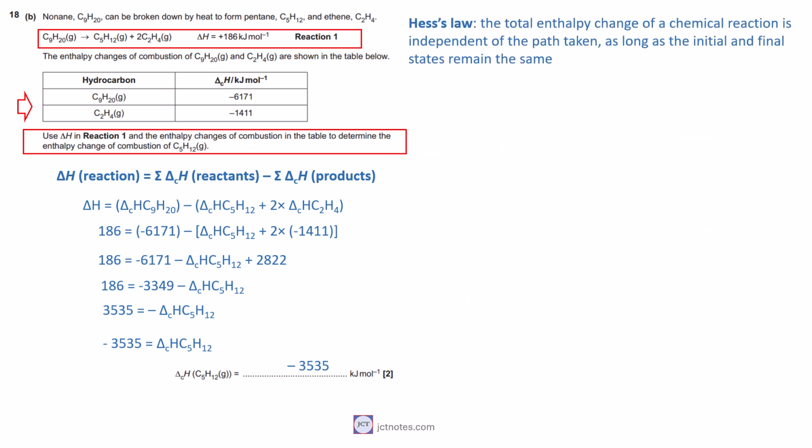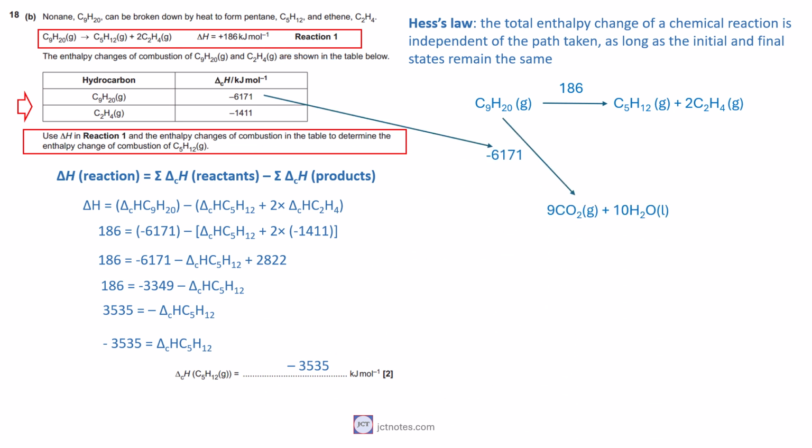Hess's law states that the total enthalpy change of a chemical reaction is independent of the path taken, as long as the initial and final states remain the same. We have that the decomposition reaction requires 186 kilojoules per mole. We also know that the combustion of nonane to produce carbon dioxide and water is minus 6,171 kilojoules per mole. We have the combustion of the ethene is minus 1,411 kilojoules per mole.